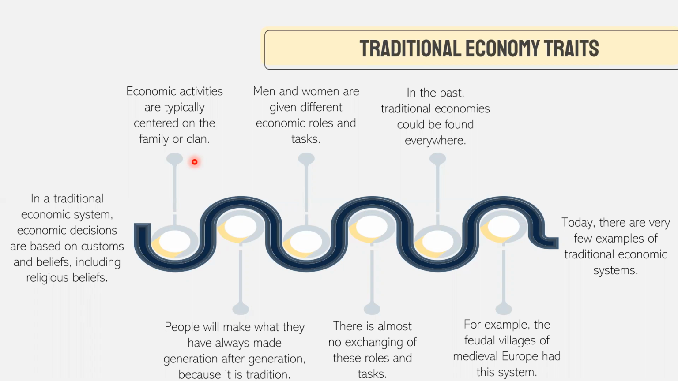Keep that in mind. Third trait, people will make what they have always made, generation after generation, because it's tradition. As we just saw, this is all linked, okay? How does this relate? Remember when we saw the word cloud, we saw time-honored beliefs. And that is because tradition for this economy is really important. Think of Asia. They have a really deep respect for what the elders do, for what their past generations have done. And this is what a traditional economy implies, tradition.